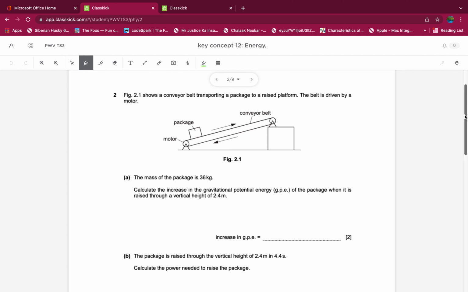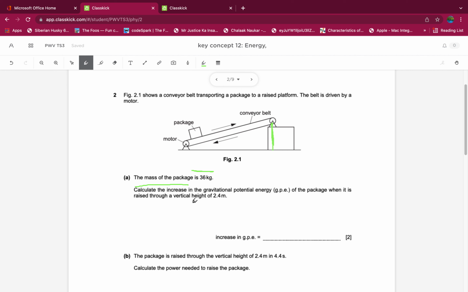Okay, so look here, figure 2.1 shows a conveyor belt transporting a package to a raised platform. Whenever you raise something, here is the package, it will go to a height. Whenever it goes to a height, it will have some energy stored in it in the form of gravitational potential energy. The belt is driven by a motor. What is the mass of this package? This is the important thing, 36 kg. Calculate the increase in gravitational potential energy, GPE. This is the aim of this question.